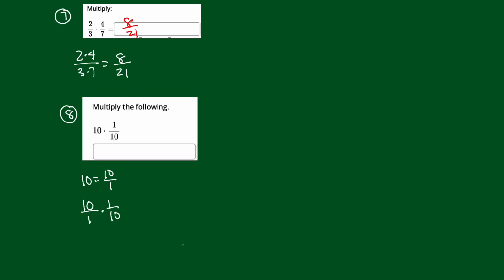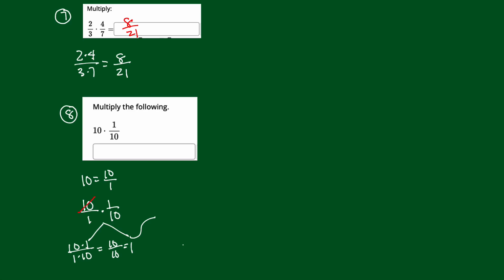Now there's two ways to look at this. I could just multiply tops together, 10 times 1 over 1 times 10, getting 10 over 10, which is 1. Or I could just cancel right from the outset. So I could do this.